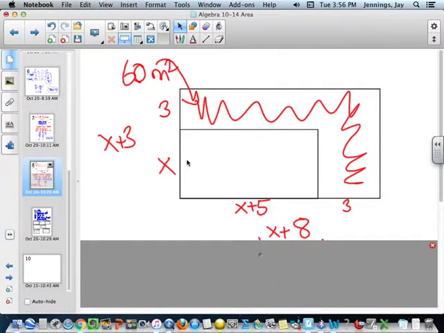We'll set it up in a similar fashion. We take the area of the small, so x times the quantity of x plus 5, plus the extra, in this case that's 60, equals the area big, which would be x plus 3 times the quantity of x plus 8.